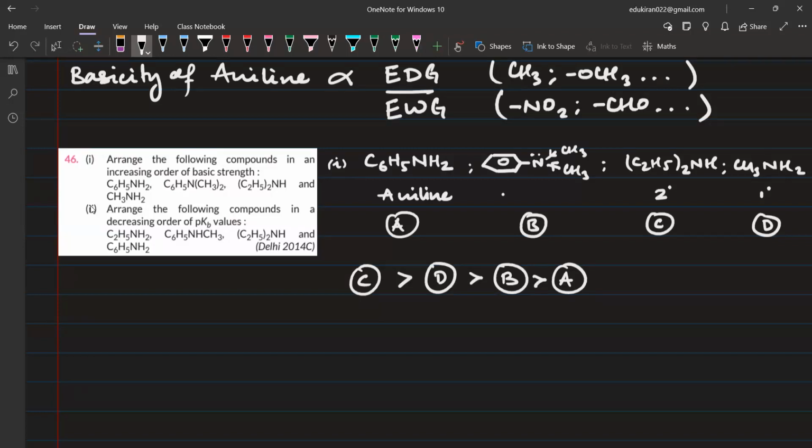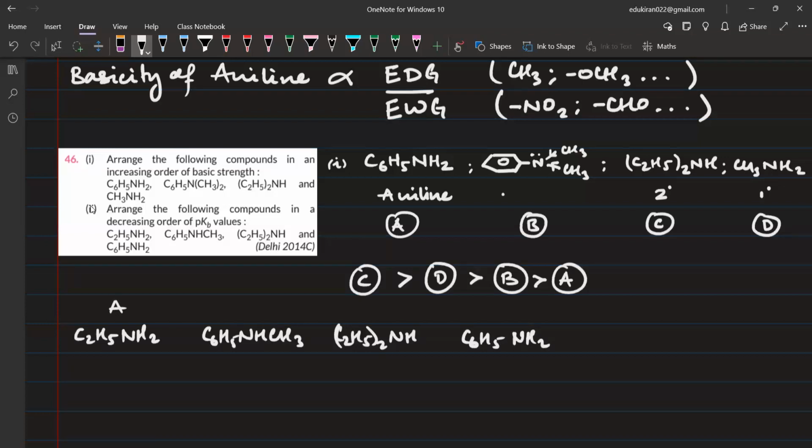सेकेंड में आपके पास है वी हैव C2H5NH2, उसके बाद है C6H5NHCH3, (C2H5)2NH और C6H5NH2. ठीक है, so if this is A, this is B, this is C, this is D. So this is simple 1 degree amine. This is aniline. This is 2 degree, and this is aniline once again.